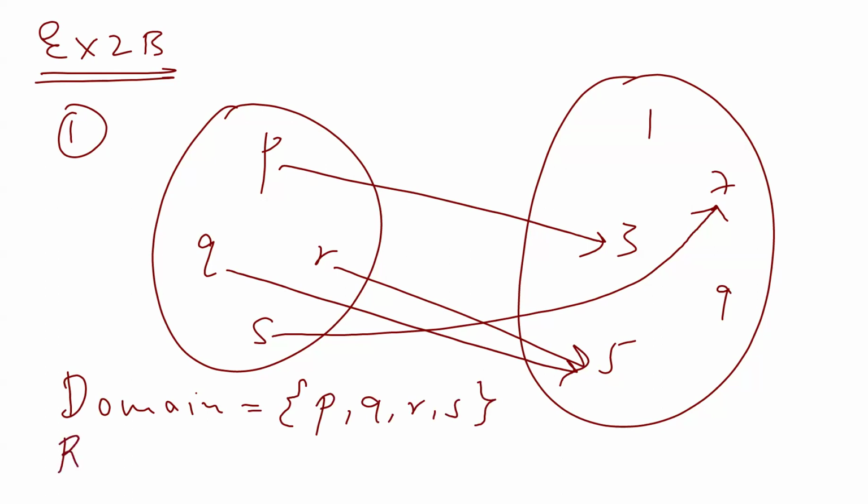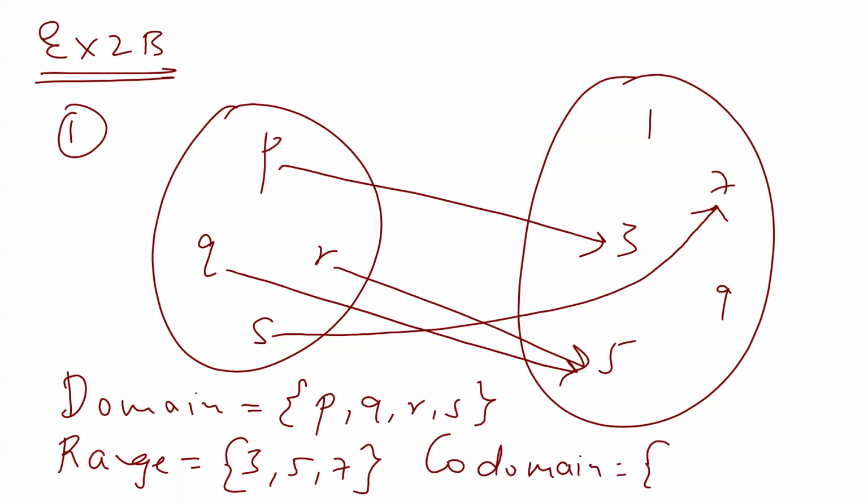Range. Range is all objects in the second set that are related. So if you see 1 and 9, they are not related with any other element from the first set. Only 3, 5, 7 are mapped with some element in the first set. So 3, 5, 7 are a part of range. And codomain. Codomain is the entire second set, whether any object is mapped or not. So that is the solution for the first problem.